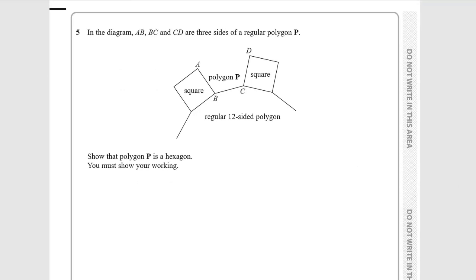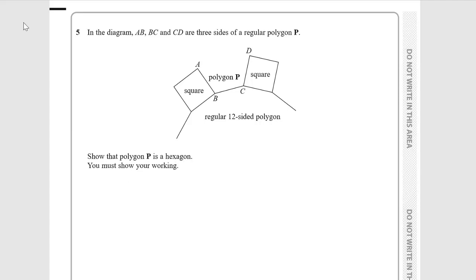Question 5. In a diagram, AB, BC, and CD are 3 sides of a regular polygon P. Show that the polygon is a hexagon. You must show your working out.